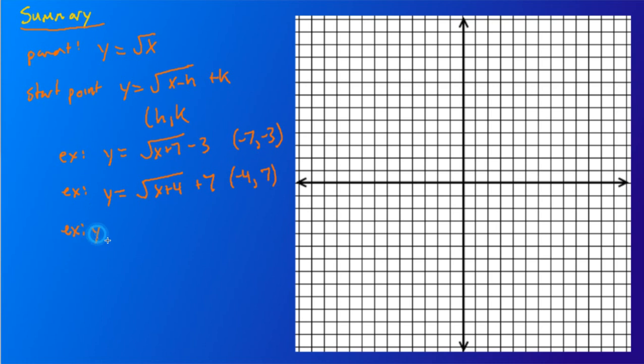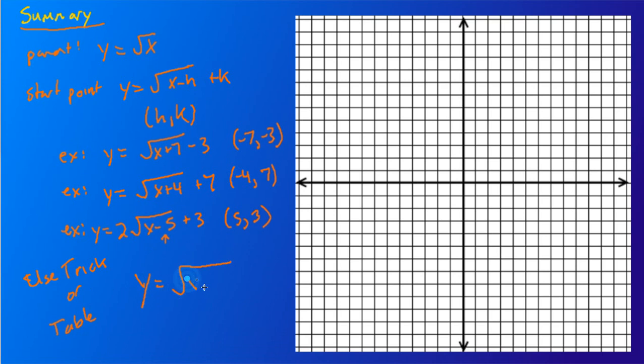Let me give you a third example. If I give you 2 square root of x minus 5, plus 3, I'm going to start at 5, 3. Switch the sign on the inside. So that gives me my start point. The letter in front is my stretch. So you could either use the trick that I just showed you, or use a table of values. It doesn't matter. So for this final example, I'm going to do the trick. I'm not going to bother with the table.